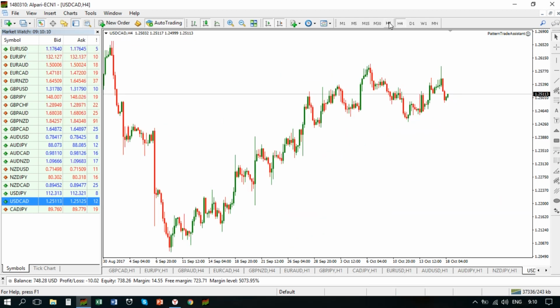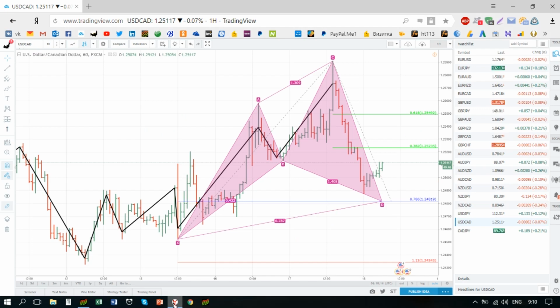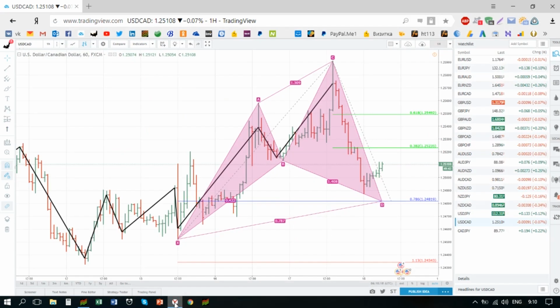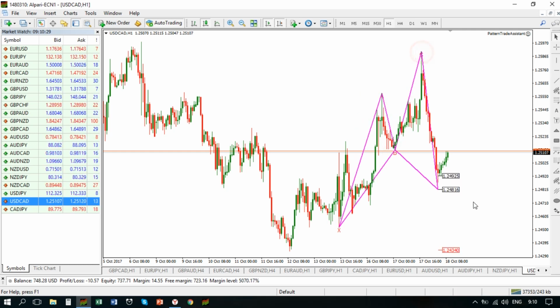No USD CAD yet. Chart window, 1 hour time frame, and let me see the starting point. It starts from this. Yes, it starts from this, and I draw it this way. X to A to B to C. The cipher part is done. So this is what I was talking about.